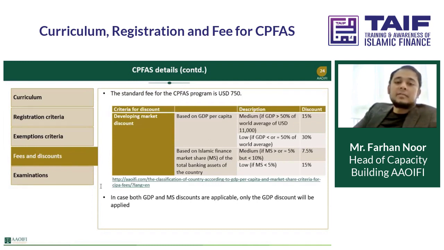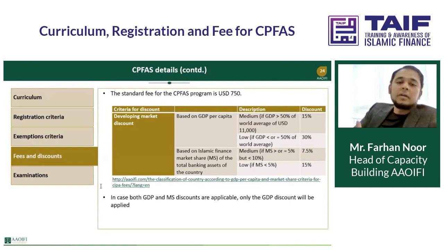So in case when both the discounts are applicable, then the higher of the two is applied, which will always be the GDP per capita discount. That is, a 30% discount of the standard fee will be applicable for the candidate.